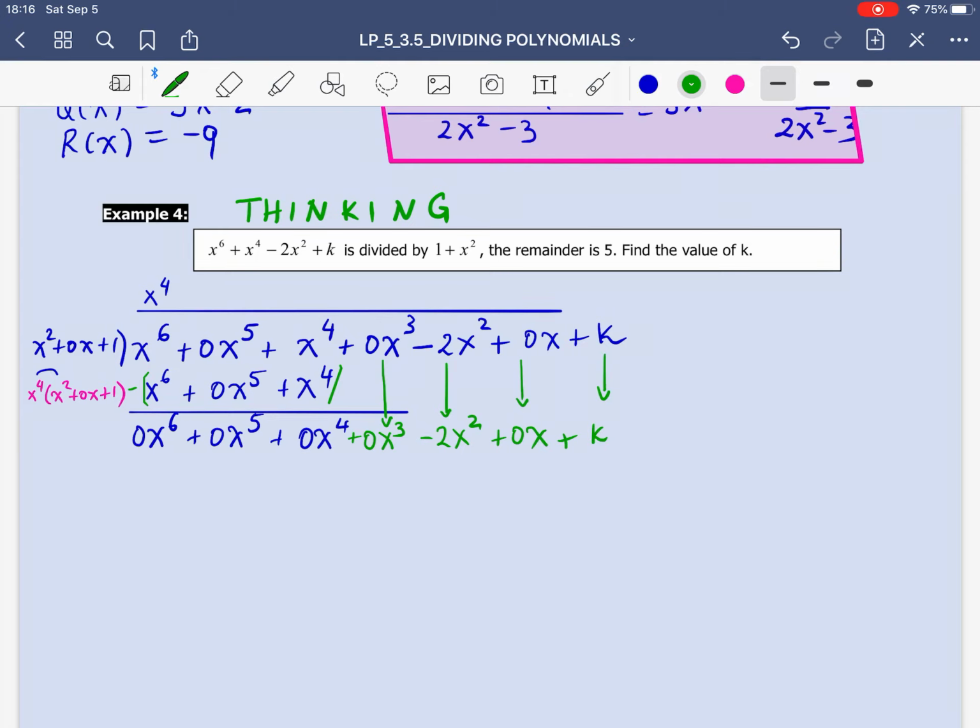Now, why can we do this? Like in other examples, we only brought down one term at a time, okay? So we can do this because in this case, we have 3 terms in the divisor, right? So 3 different degree terms, right? So it's totally fine to bring down the rest of the expression. It doesn't mess up your solution.